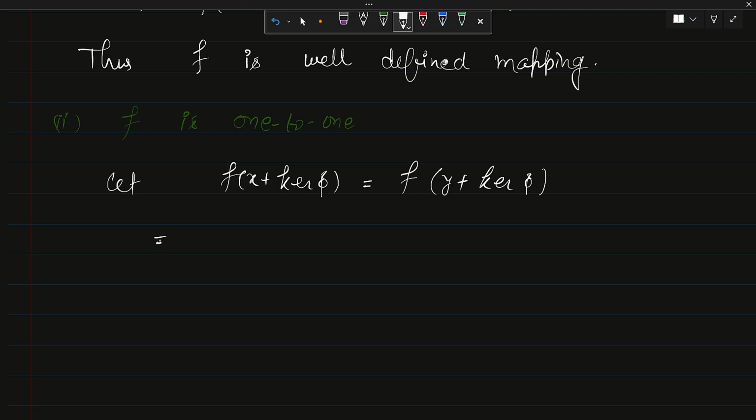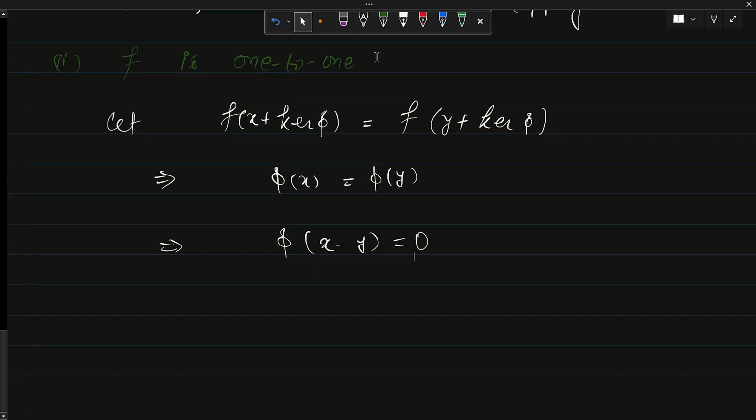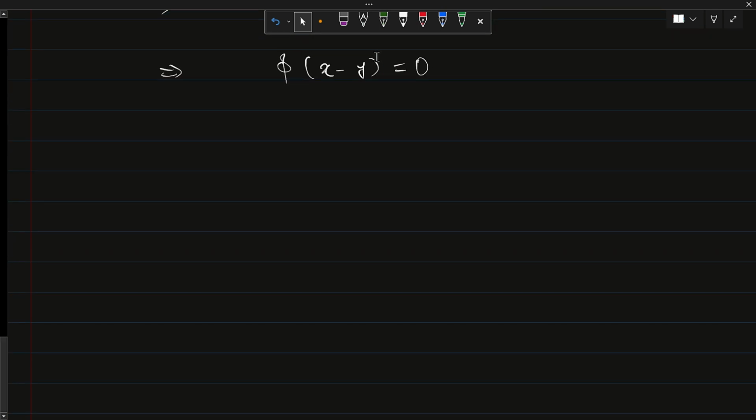Okay, and this will imply that phi of x is equal to phi of y, and this will imply that, I am writing directly, phi of x minus y is equal to 0. Now if phi of x minus y is equal to 0, it means this x minus y is an element of the kernel, right?